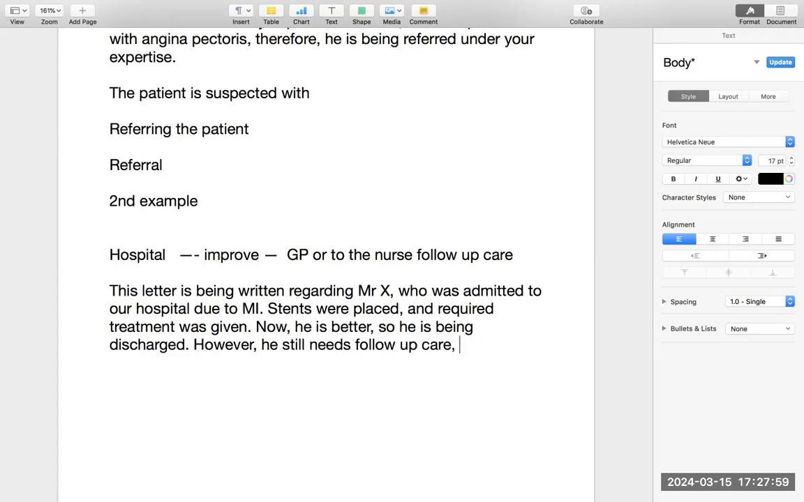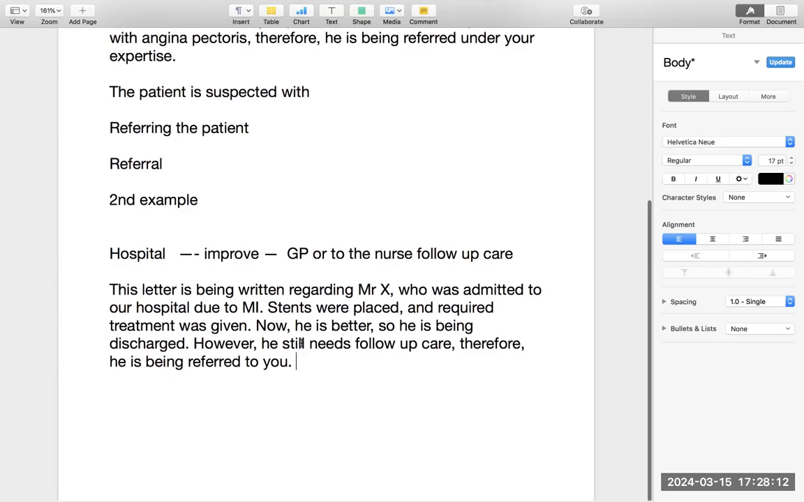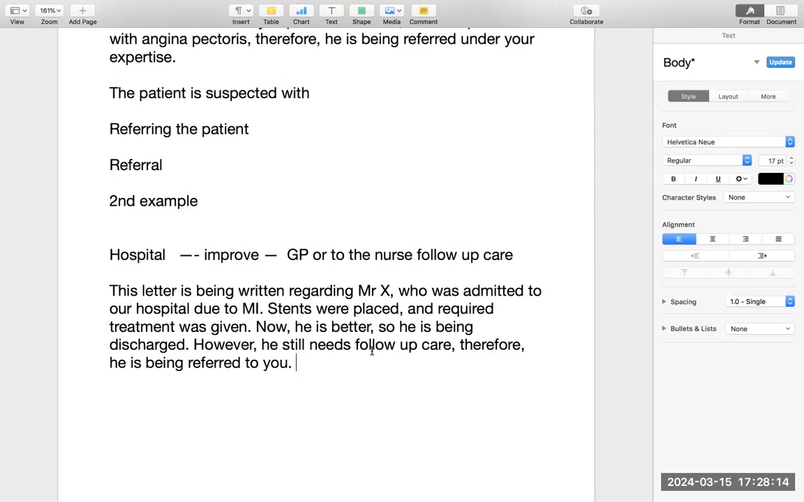So, or therefore, he is being referred to you. Even in this line, if you notice, we are using the word referred because we are referring to the nurse. And in this case, the letter can be to the community nurse or the district nurse. What is a community nurse? Community nurses are the nurses who stay in the community health center.